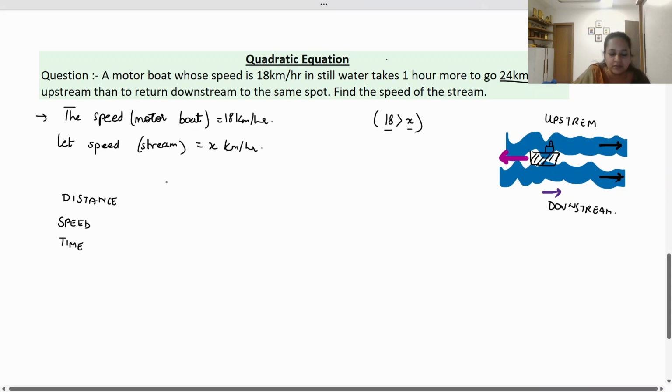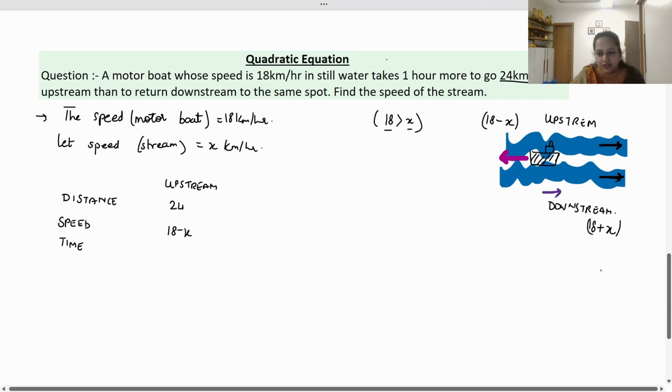Now, when the boat is going upstream, what is the distance that it is traveling? 24 kilometers. What is its resultant speed? Speed of the boat, which is 18, minus that of the stream, because it is going to restrict it. Whereas when it is downstream, speed of the motorboat plus the speed of the water. That will be the resultant speed. So that is how we are going to write down speed. Upstream is 18 minus x.